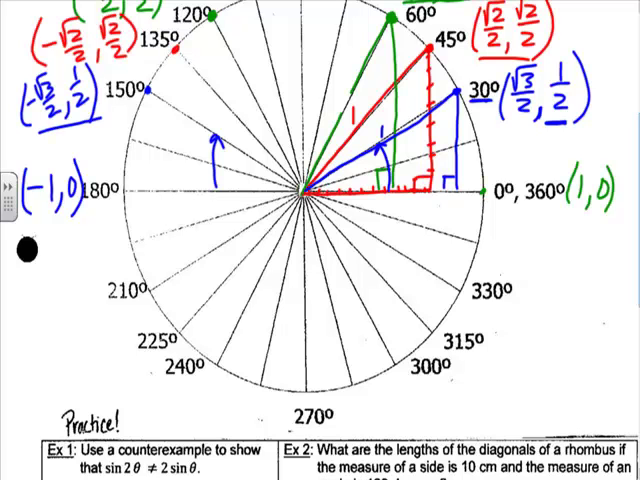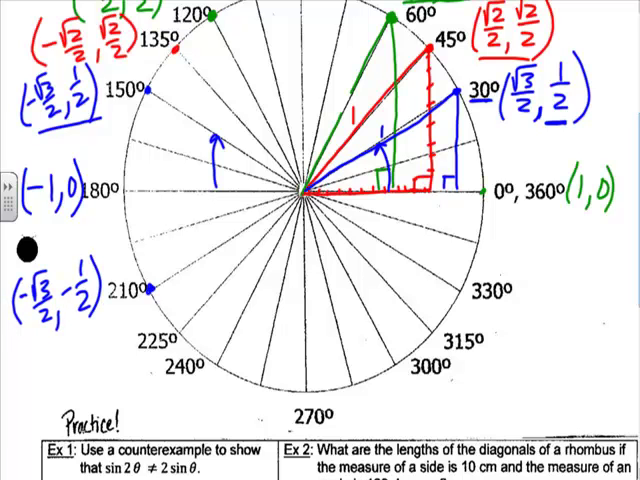150 is basically 30 degrees above. 210 is 30 degrees below. So the values are going to be the same. It's just the signs, sine and cosine, that are going to be different. And since I'm hanging out down here in quadrant 3, these guys are going to both be negative.